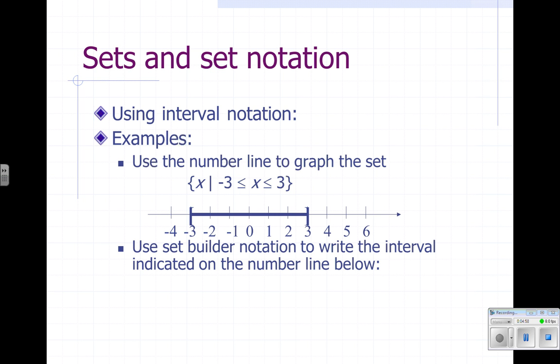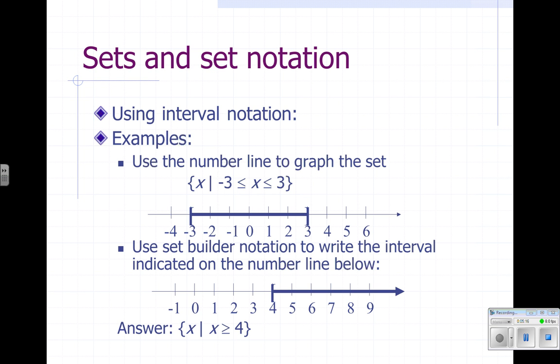Let's try it the other way around. What if we're given the set on the number line like this one? Take a moment and write out your set builder notation for this one. Okay, did you get x such that x is greater than or equal to 4? Perfect. That's exactly what you should be getting right there.